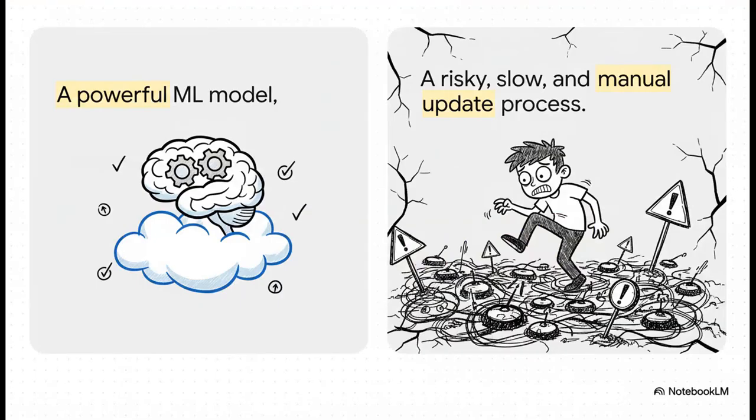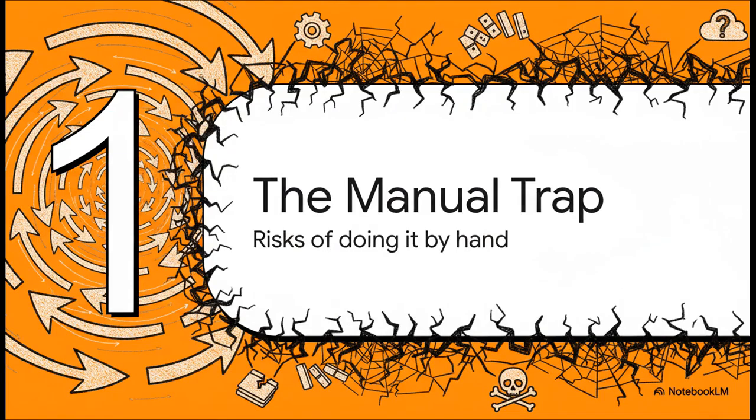The dream is so simple. A powerful model, just running smoothly in production, doing its thing. But the reality for a lot of teams, it's more like walking a tightrope. Deployments are all done by hand, which makes every update slow and, frankly, kind of terrifying. One little mistake, one wrong click, and the whole thing could come crashing down. It's a process that's just packed with risk.